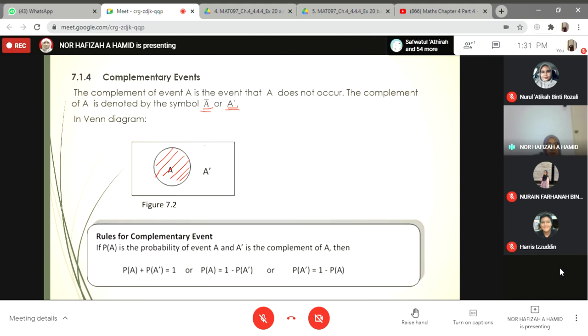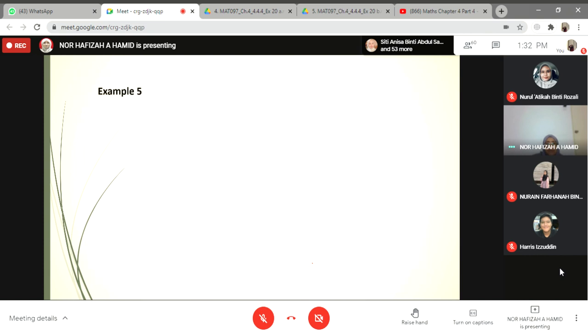Okay, so rules for complementary event, probability of A plus probability A complement is equal to 1. So ni you kena hafal jugalah. From this formula you can derive what is the P(A). So probability of A equal to 1 minus probability of A complement, or to find probability of A complement is 1 minus probability of A. So you can refer example 5.